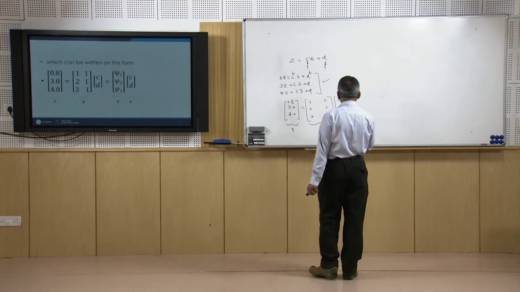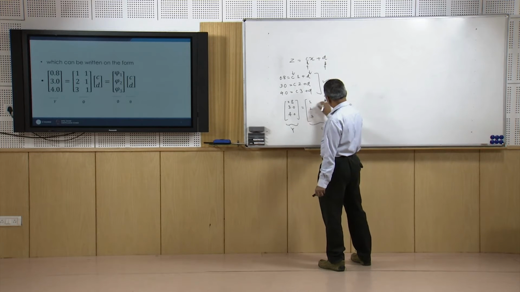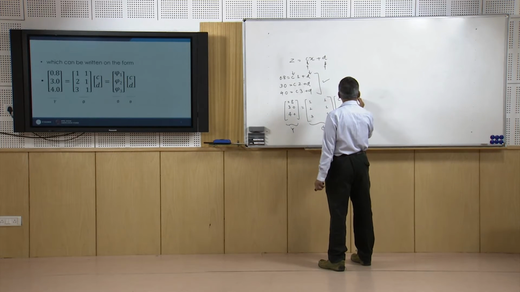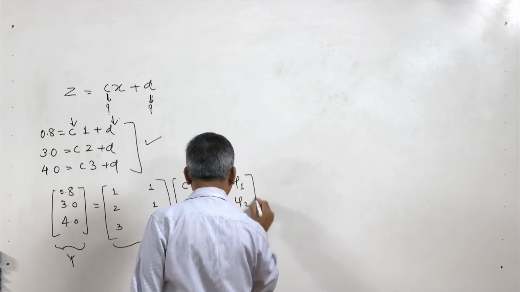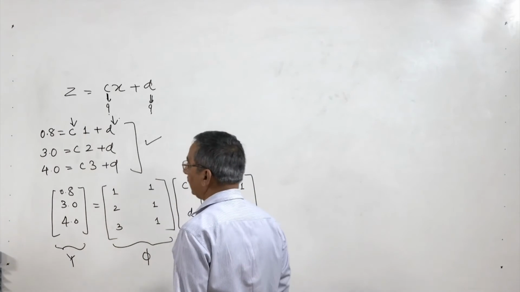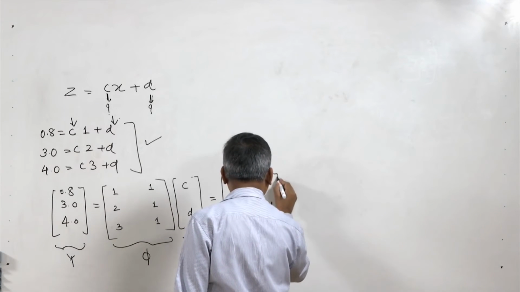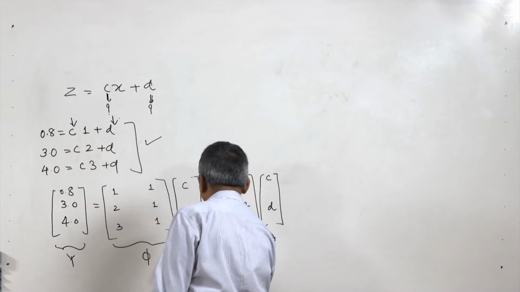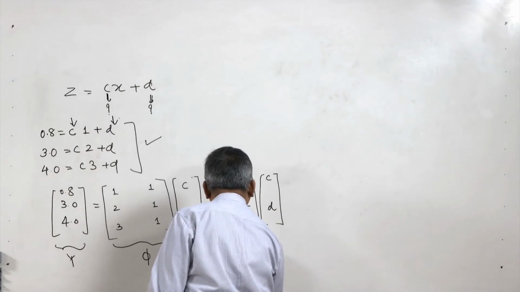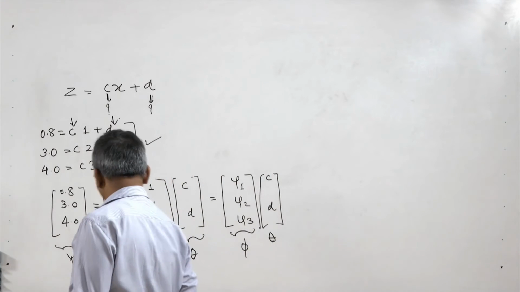Now, as you remember last lecture, we represented these rows in a short form, and so I am just writing them as say phi 1, phi 2, phi 3. So, these are basically the 3 rows, and then we had the unknown column vector here, that is the c d. So, this is basically my theta, and this is my same phi. So, this way I have represented it.